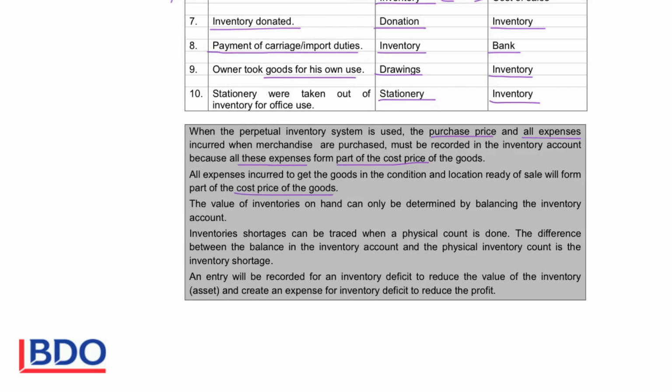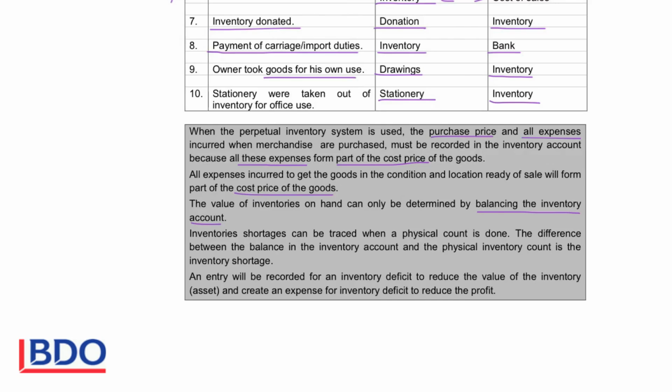The value of inventories on hand can be determined by balancing the inventory account. In the periodic system, the only way that they can determine what is the value of inventories is with a physical inventory count. In the perpetual system, you can determine it by balancing the inventory account.